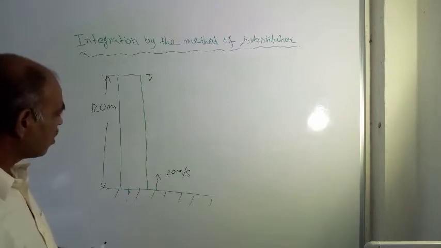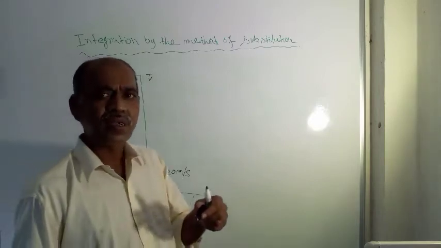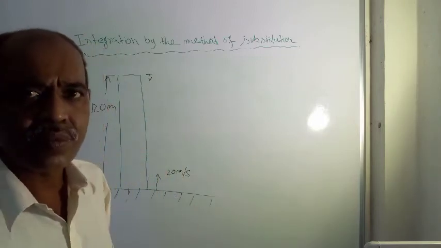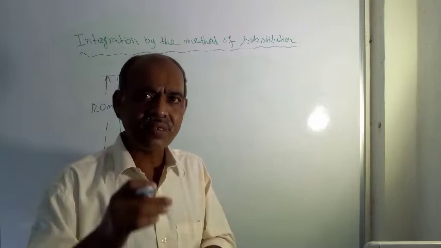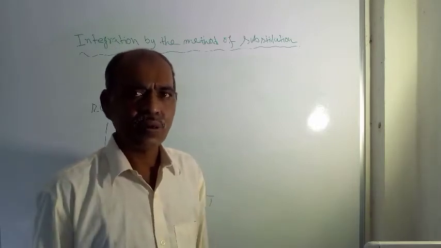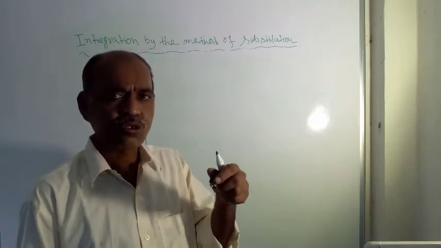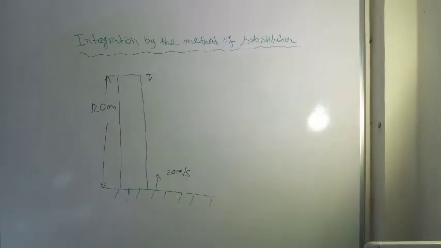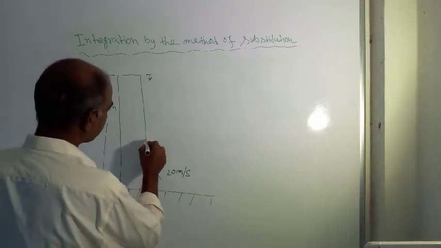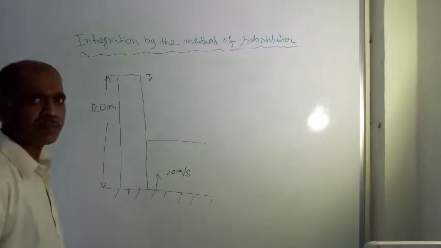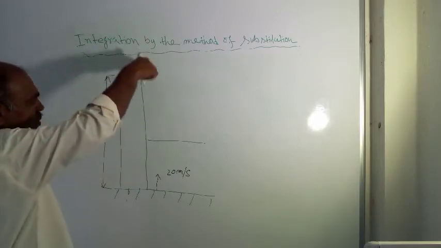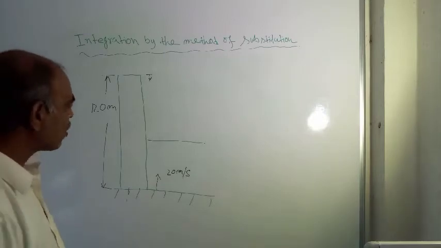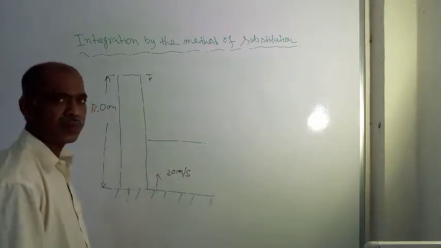The question is, where and when both the stones will meet? Where means distance and when means time. To solve this problem, let us assume that somewhere here both the stones will meet. This stone is coming in the downward direction and this stone is going in the upward direction, so somewhere here on this height they will meet.